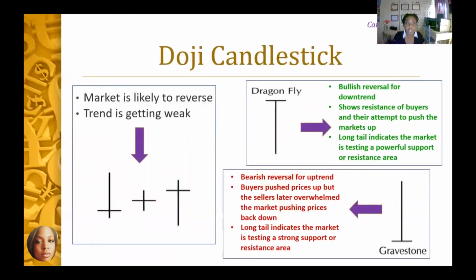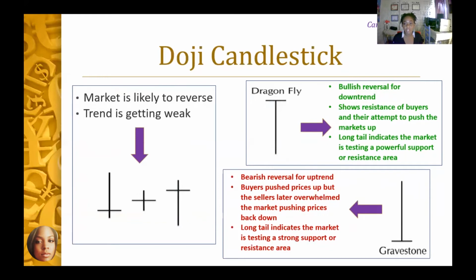The doji candlestick, guys, which we saw at the beginning, these candlesticks that have no body, they're telling us that nobody won. It's basically indecision in the market for a lot of them. But they're also telling us that the trend, whatever the trend is, that trend is getting weak and it's likely to reverse. So look for some reversal signals when you're seeing these dojis.